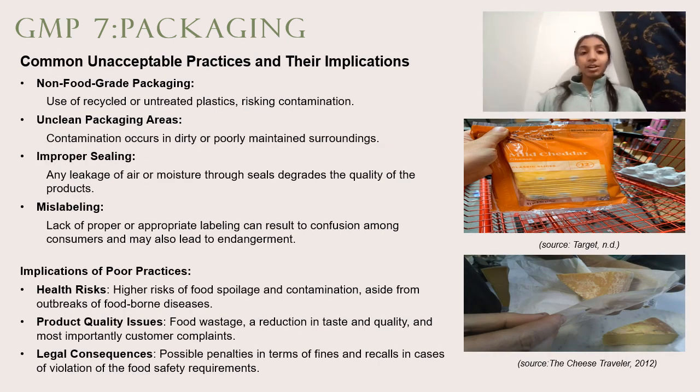So now let's talk about common unacceptable practices. Unfortunately, there are some common unacceptable practices that can affect the packaging process or that are still in the packaging process. So let's look at all of these. So the first one is the non-food grade packaging. Using a recycled or untreated plastic can introduce contaminants that can pose a serious health risk to humans. So that's the first one.